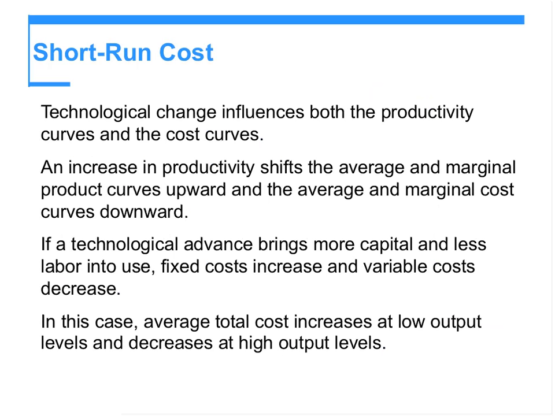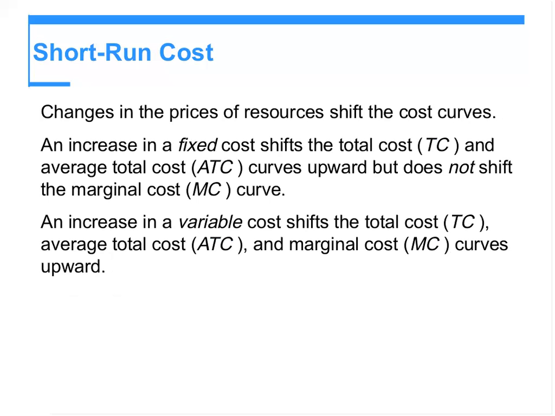Technological change influences both the productivity curve and the cost curve. An increase in productivity shifts the average and marginal product curves upward, and the average and marginal cost curves downward. If you have better technology, you have less cost and a better product. If the technological advance brings more capital and less labor, fixed costs also increase, but variable cost decreases, so in total we will have total cost decreases. In this case, average total cost increases at low output levels and decreases at high output levels. So, changes in the price.